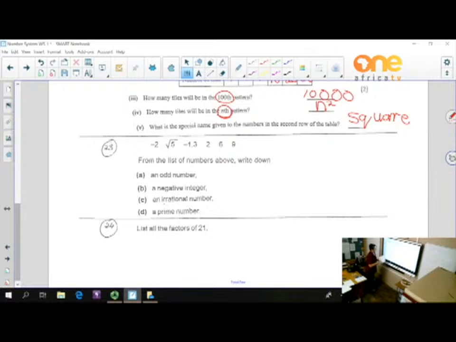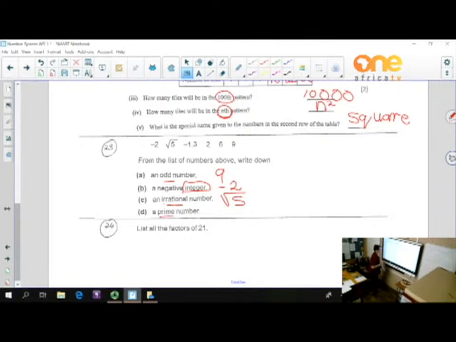Number 23. Again, we have a list of numbers there, and we have to choose an odd number. So it must be any odd number. So that would be 9, the odd number. A negative integer. Remember, an integer is positive or negative, but it's a whole number. So a negative one will be negative 2. Irrational, again: rational, I can write it as a fraction. Irrational means I have to round it off. And it's usually this one, the square root or pi. They are examples of irrational numbers.